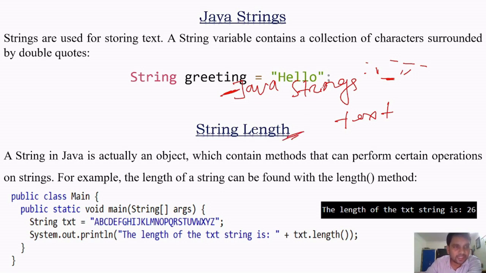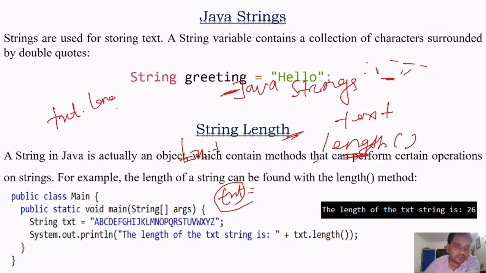String length means, for the string that you are going to print, if you want to know how many letters, or what is the length of the text, then the syntax here is length bracket. Like here, they have assigned A to Z to the name txt. So once we write txt dot length bracket, it will give us the number of letters that are within the double quotes.